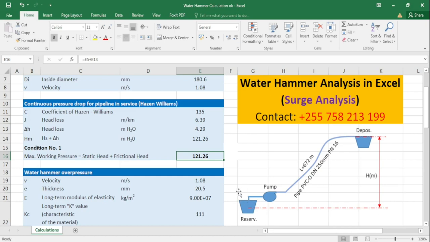So, without considering water hammer, the pipe to be used here will be PN12. PN12 can sustain this pressure.